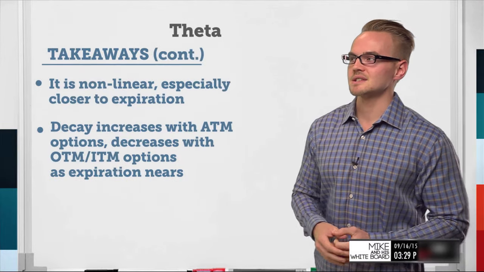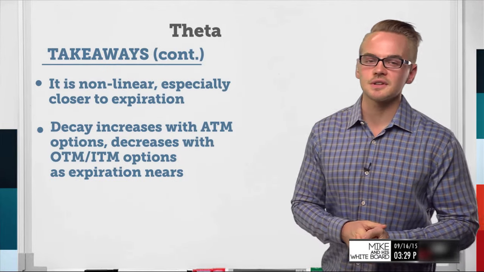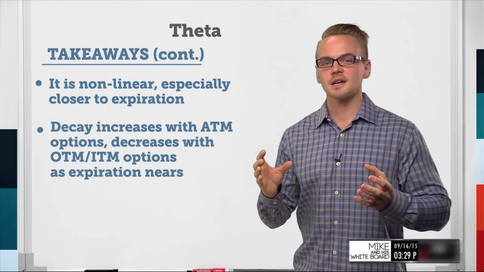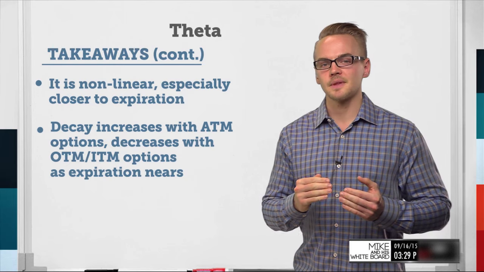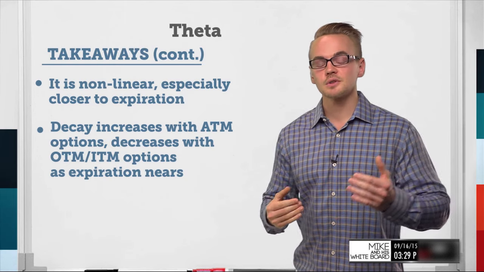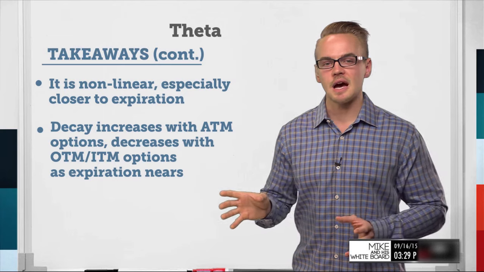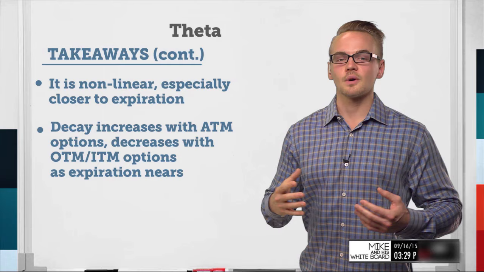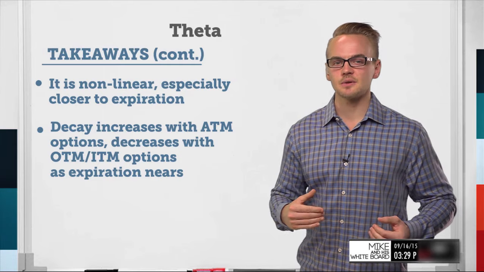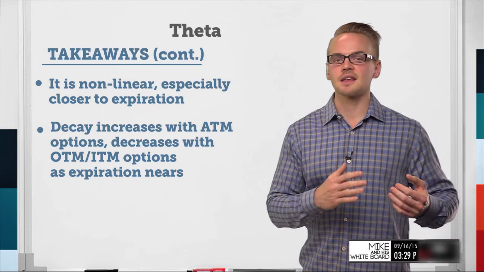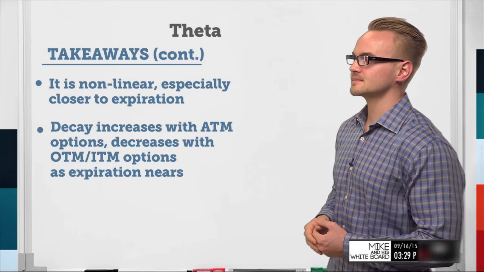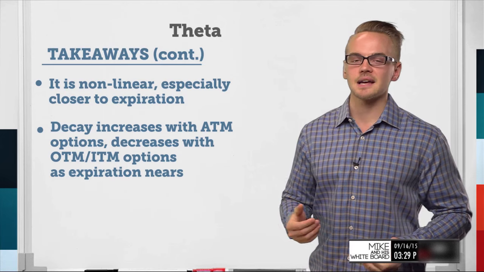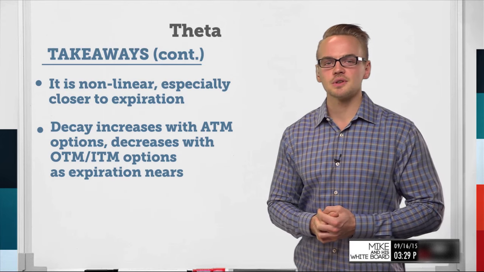Some additional takeaways is that theta is non-linear, especially closer to expiration. So when you go really far out in time, theta isn't really an issue because you'll see that the number is very low and it appears to be pretty linear. But when you get closer to expiration, since it does different things for different options, like we discussed how at-the-money options the theta is going to increase, whereas out-of-the-money and in-the-money options, theta is going to decrease. It's going to mean different things, and it's going to send theta in different directions for different positions. And decay increases with at-the-money options, decreases with out-of-the-money and in-the-money options as expiration nears. So this is really important to be aware of.